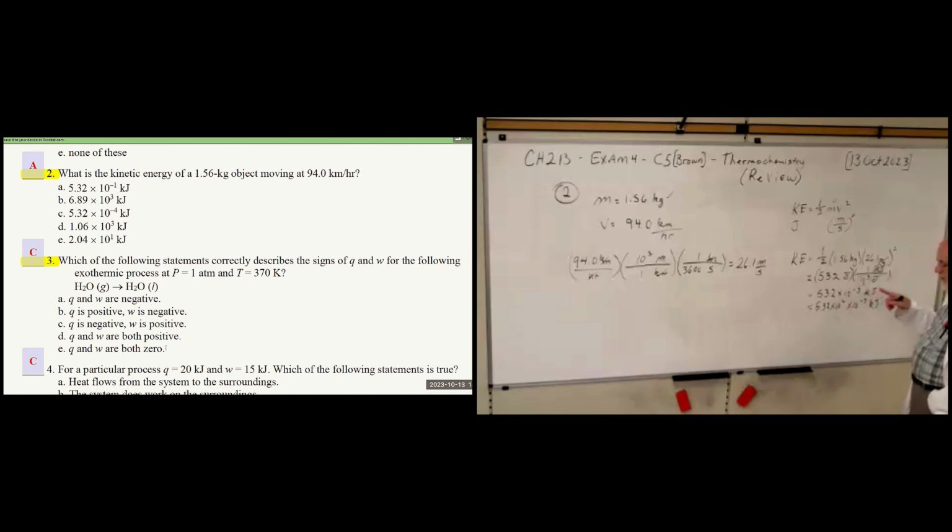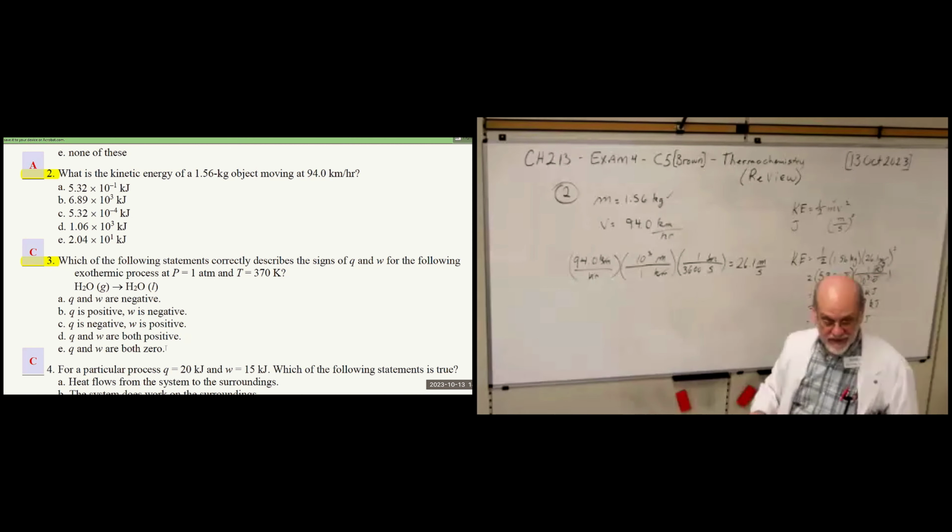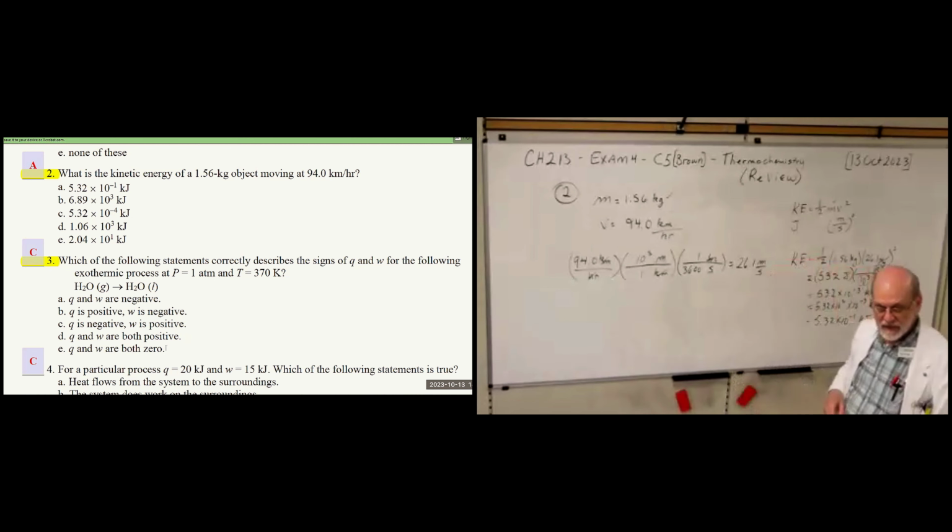How do you combine this one with that? It's the same base. Add them together. 5.32 times 10 to the minus 1 kilojoules. There you go. Now, that one's A. That's the long way. If you get comfortable with these unit changes, then you can probably do that in your head eventually.